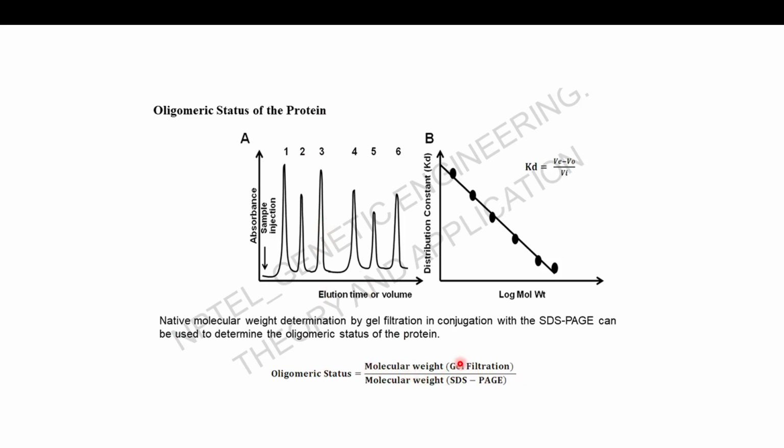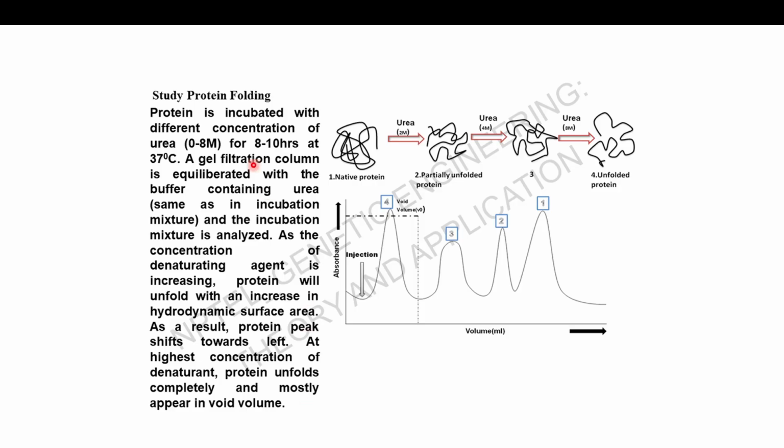Okay, molecular weight from gel filtration: whatever molecular weight we get corresponding to this elution volume, divided by the molecular weight after running SDS-PAGE. Okay, so this gives us the oligomeric status of the protein.